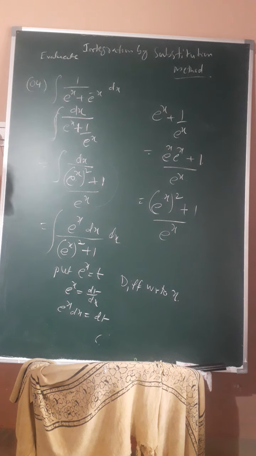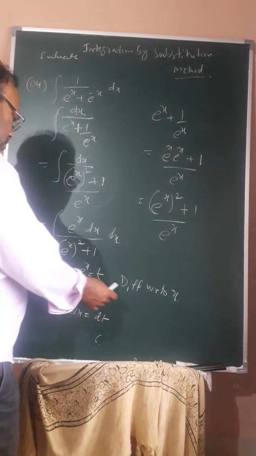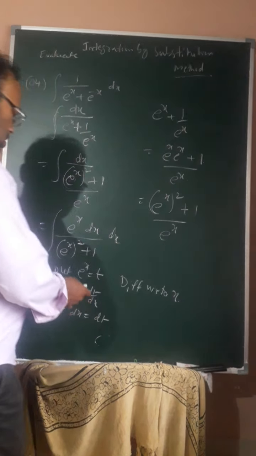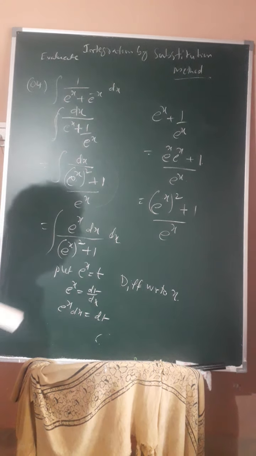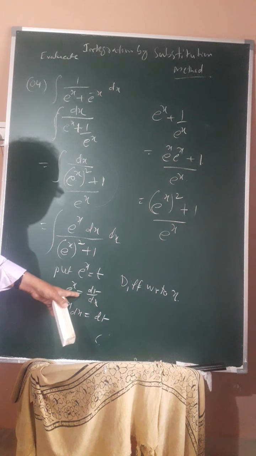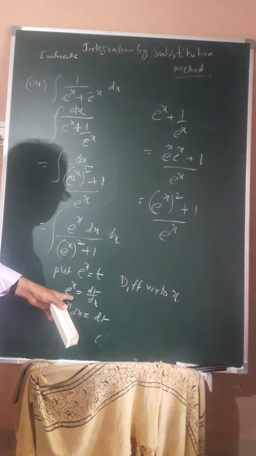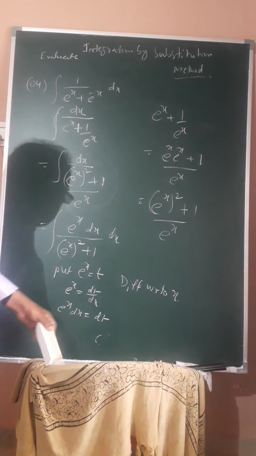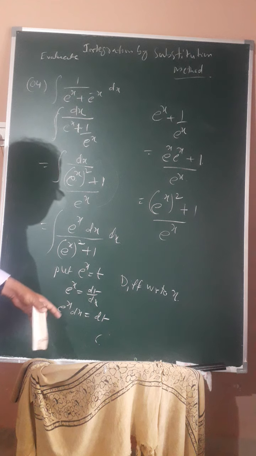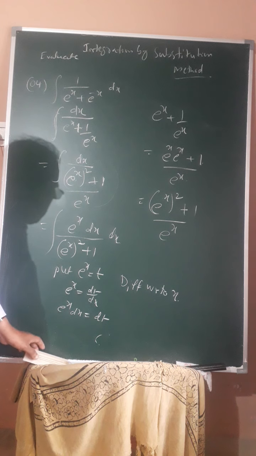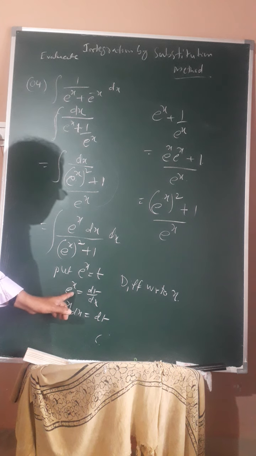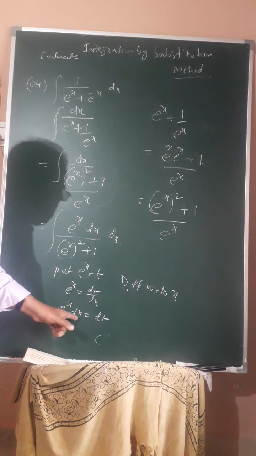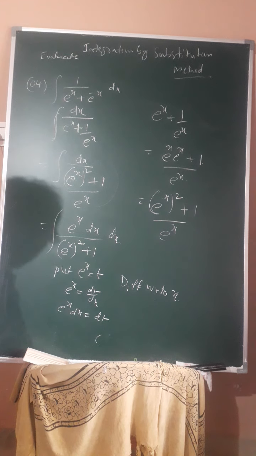Substitute e raised to x as t. Then differentiating with respect to x, I already gave you that the derivative of e raised to x is the same, that is e raised to x only, dx, and the derivative of t is dt by dx. Now e raised to x into dx is equal to dt.